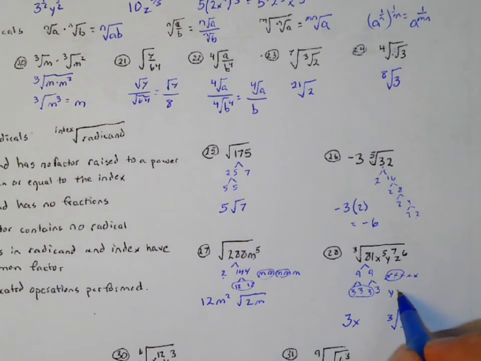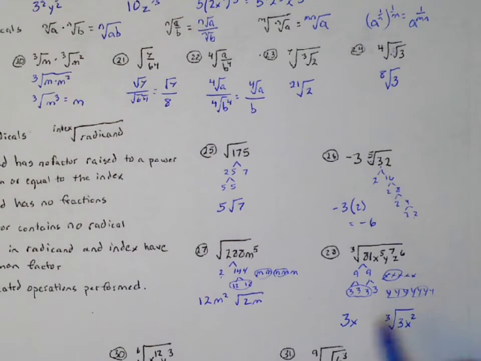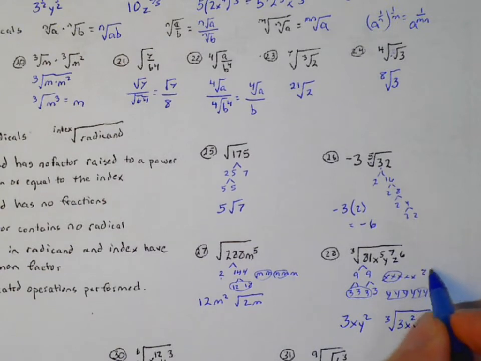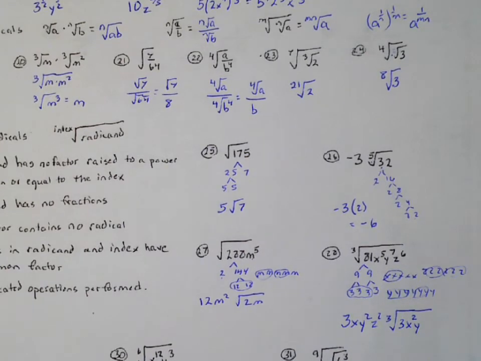Y to the seventh. 2 groups of 3, so y squared, y times y, with 1 y left over inside. And z to the sixth. There are 2 groups of 3, so z squared with no z's left over.